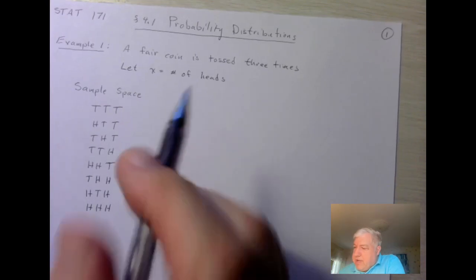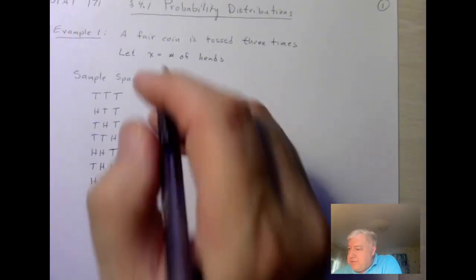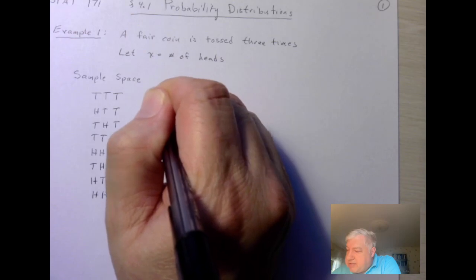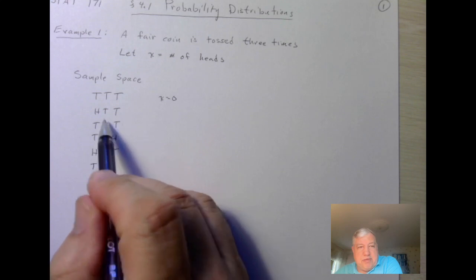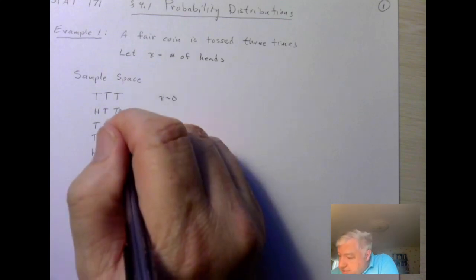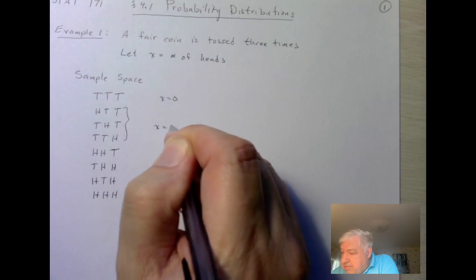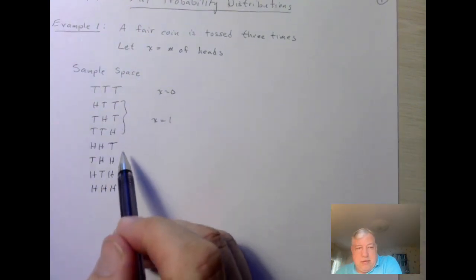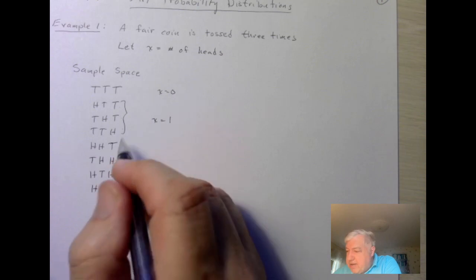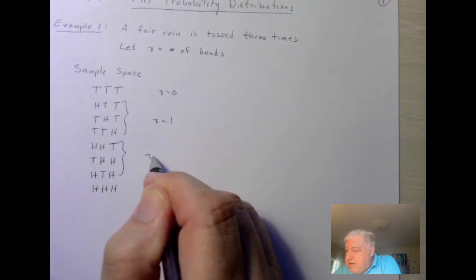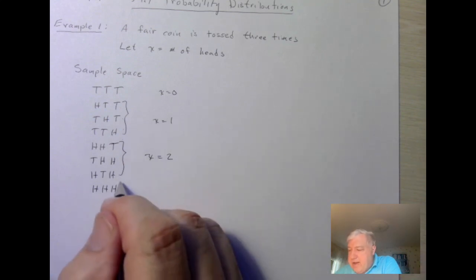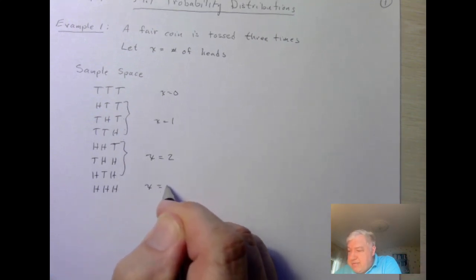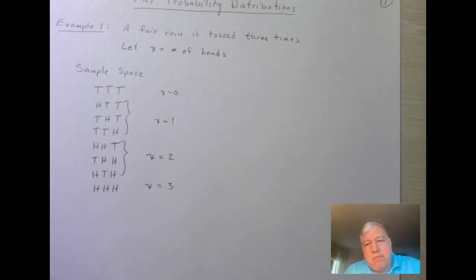So we can see that in this first case, there are no heads. So in this case, X would be 0. In these next 3 outcomes, there's exactly 1 head, so X is equal to 1. In these next 3 outcomes, we have exactly 2 heads, so X equals 2. And in this last outcome, we have 3 heads, so X is 3. Those are all the possibilities for X, right?